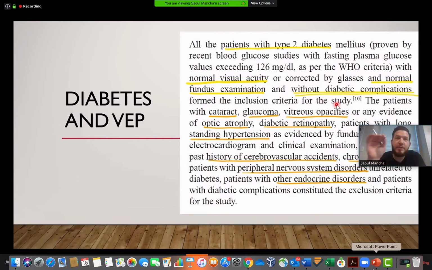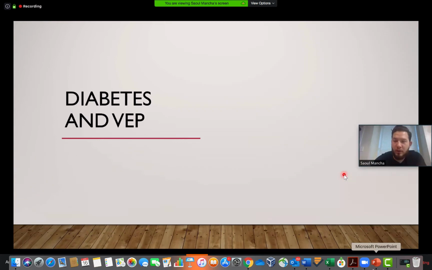So they're trying to find these early functional manifestations of deficit between normal and abnormal retinal responses. The exclusion criteria, of course, is anything that's going to interfere with that signal: cataract, glaucoma, vitreous opacities, optic atrophy, diabetic retinopathy, long-standing hypertension, any cerebrovascular accidents, chronic alcoholism, peripheral nervous system disorders, and other endocrine disorders. All of those are going to play a factor in that pathway.